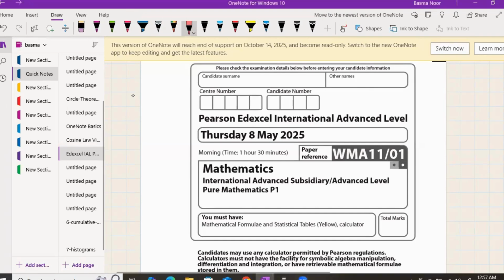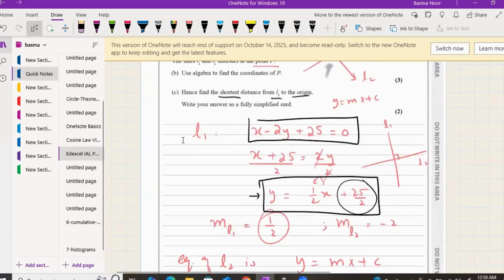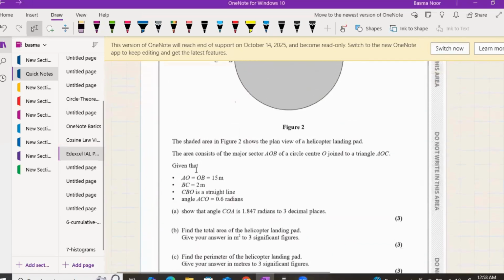So today we are going to do Pearson Edexcel International A Levels May June 2025 paper code WMA11 or 1. Starting from the remaining questions, which is question 6. We did all the questions 1 to 5 in the previous lecture. So here is question 6.